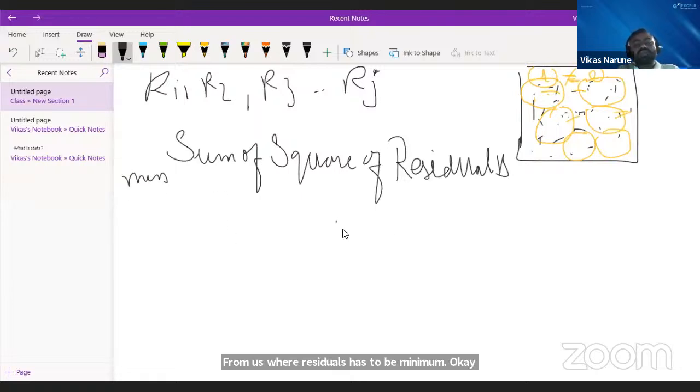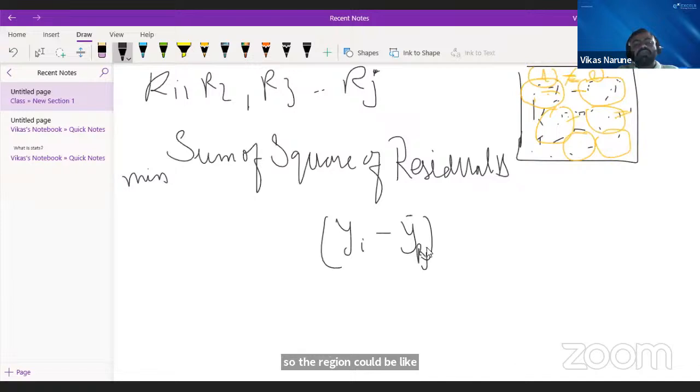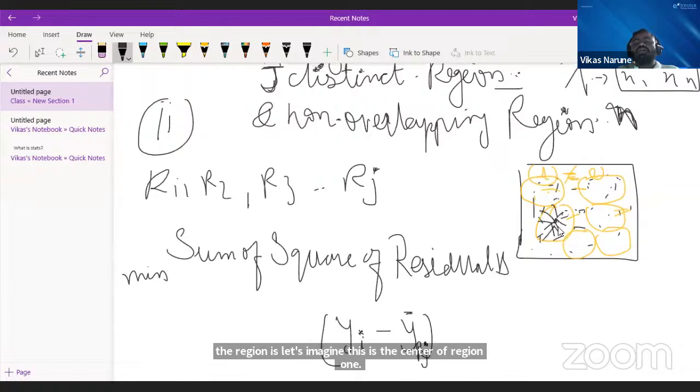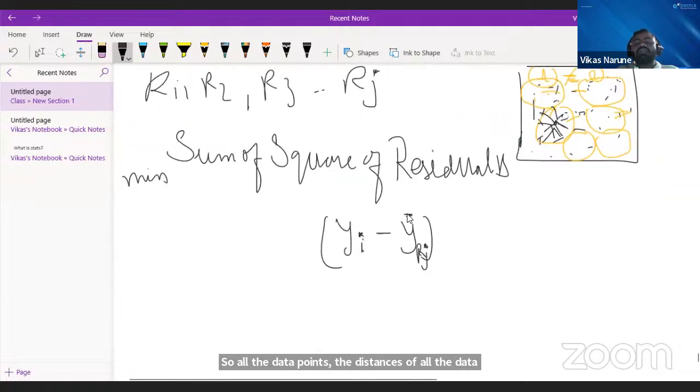Now try to understand what the sum of square is. Take each individual data point and its distance from the mean of that region. The region could be RJ, region J, or region 1, 2, 3. Let's imagine this is the centroid of region 1. The distances of all the data points present in that region, actual data point minus the centroid, should be minimum, and this is for all the data points.